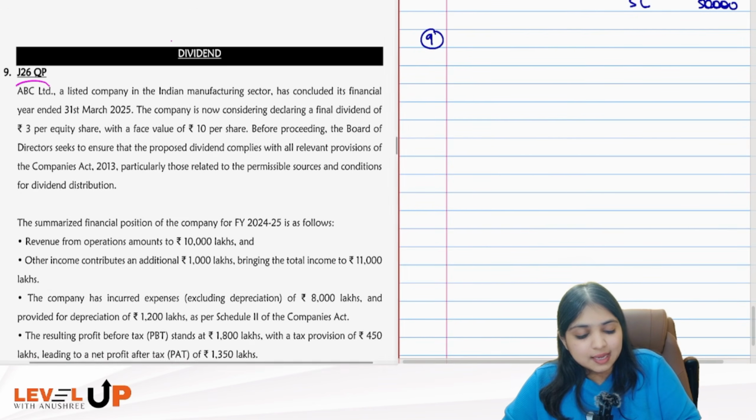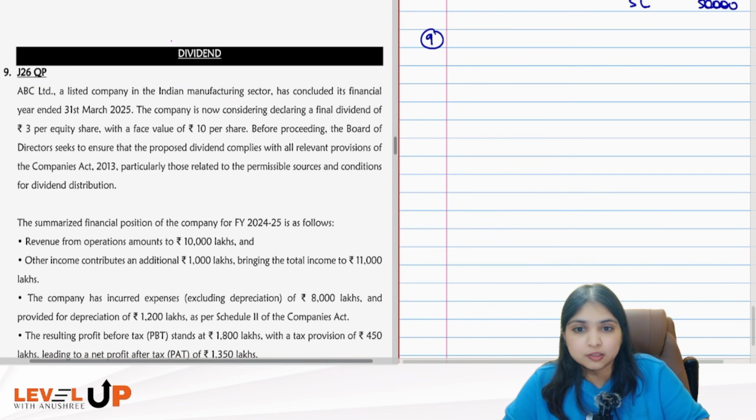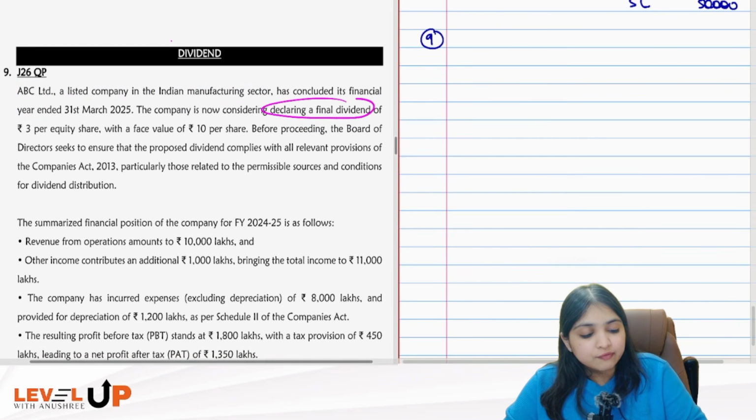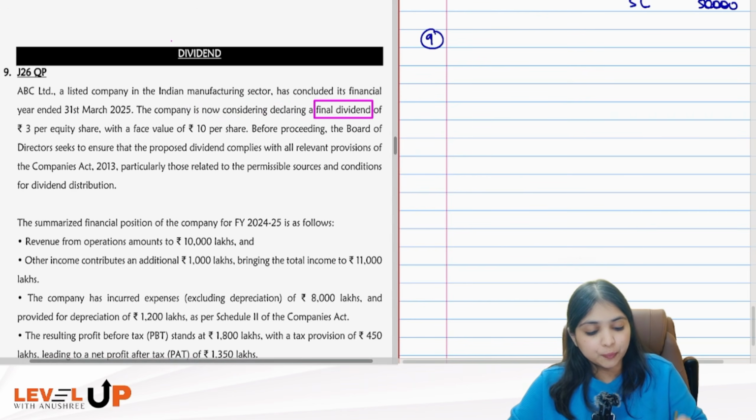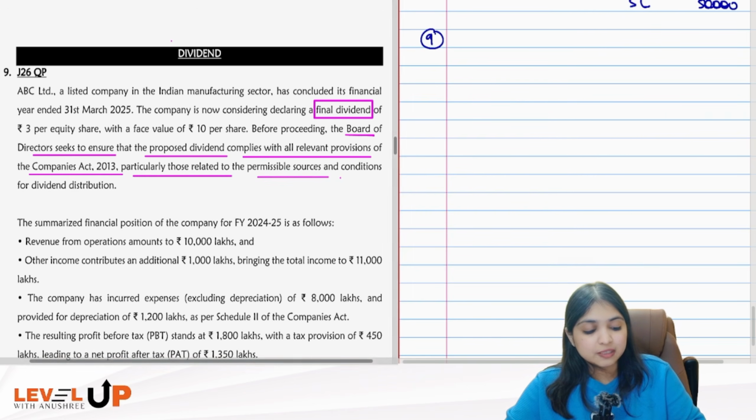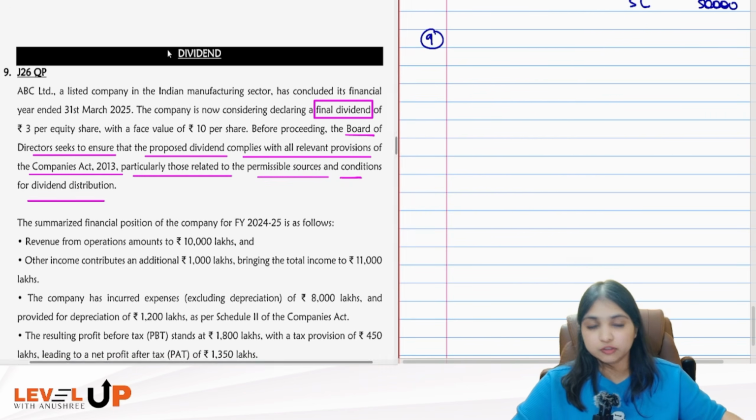The question says ABC Limited, a listed company in the Indian manufacturing sector, concluded its financial year ended 31st March 25. Company is now considering declaring final dividend of 3 rupees per equity share. So we're talking about final dividend right now. With face value of 10 rupees per share. Before proceeding, the board of directors seek to ensure that the proposed dividend complies with relevant provisions of Companies Act, particularly those related to the permissible sources and conditions for dividend distribution.